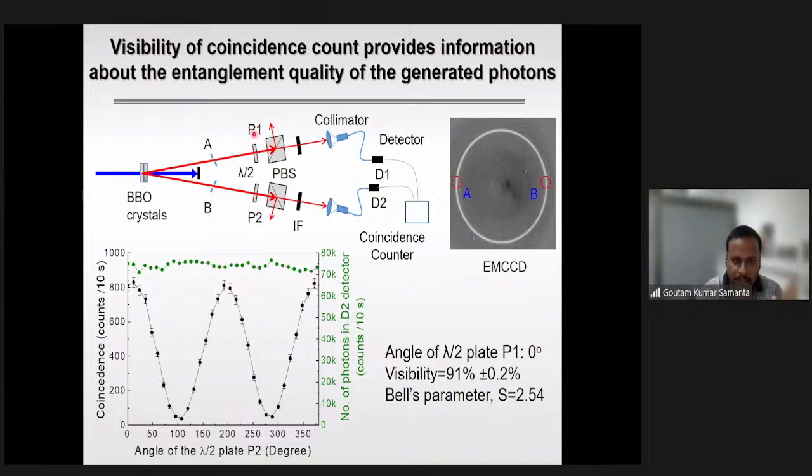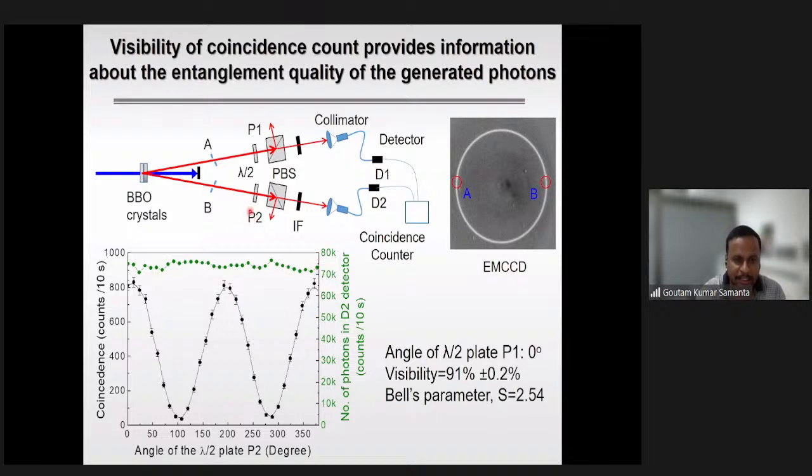So let's say the P1 polarization is fixed, and P2 we keep changing. Then you will see that the number of coincidences will go down, because you are just rejecting the partner photon. That's why the coincidence will go down. But here you can see the count remains unchanged.